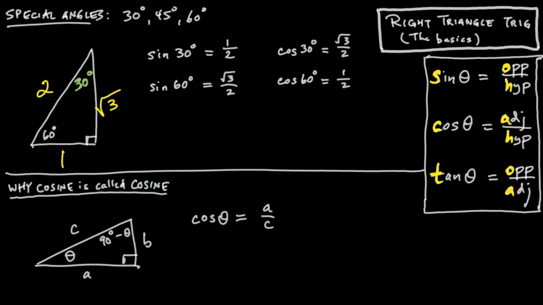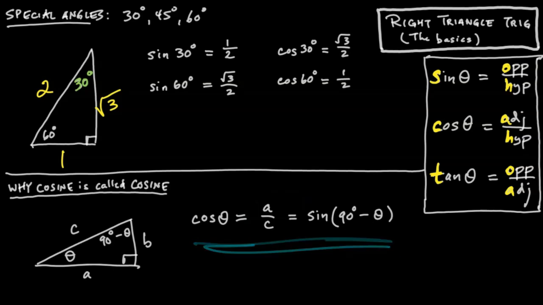Okay, simple enough. But now let's shift our attention over to that complementary angle. That same ratio, A over C, if we view it from this other angle, the complement of theta, that would be the opposite side over the hypotenuse. And opposite over hypotenuse, well, that's sine, SOH CAH TOA. So we could just as easily say that A over C is the sine of the complement of theta.